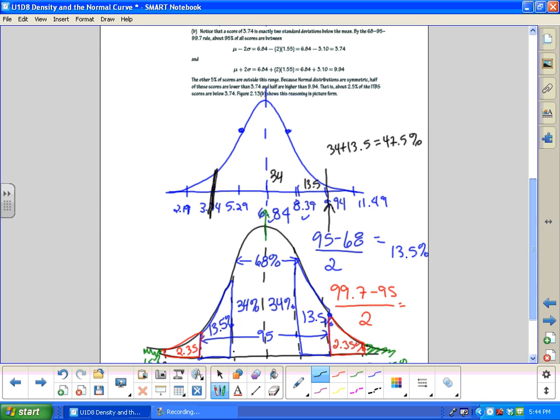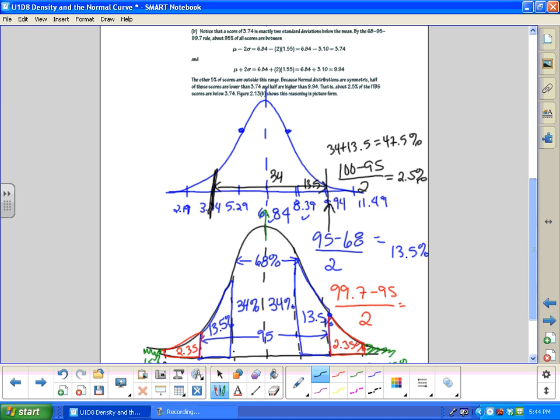So if this area right here between these two values is 95%, I could take 100 and subtract 95, and then that would give me the area of my two tails. I could divide that in half, and I would get 2.5%.